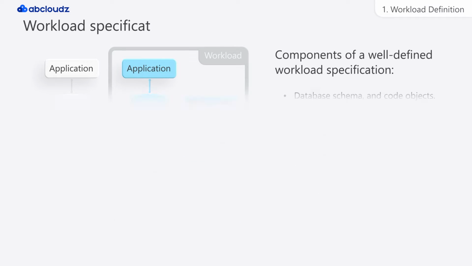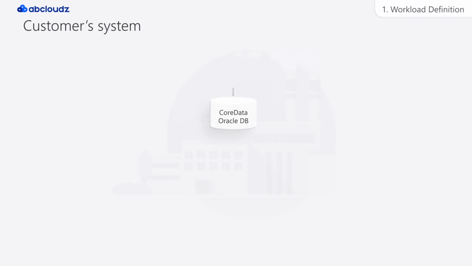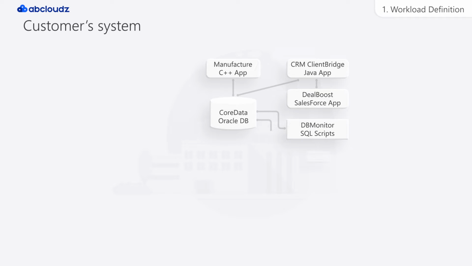Let's look at a 2 decades-old manufacturing system. Originally, it used an Oracle database and C++ application for all operations. As growth occurred, they developed a Java CRM application and later integrated Salesforce for improved customer engagement. Increased database activity led to the use of SQL scripts for monitoring and Oracle Recovery Manager for backups.